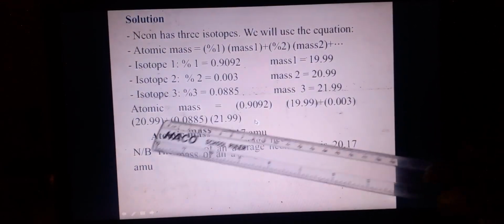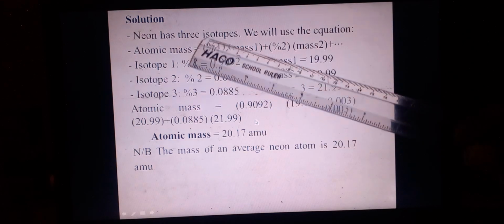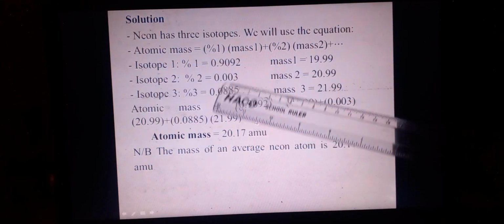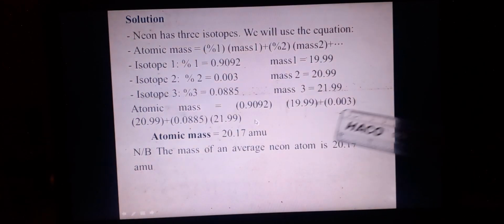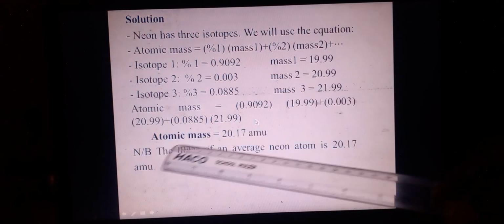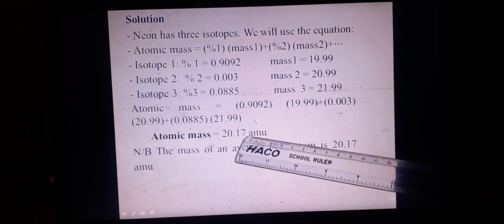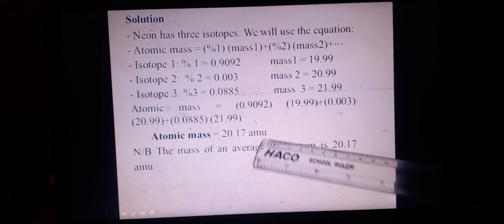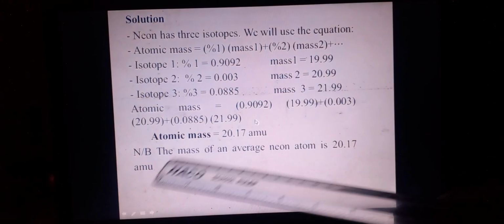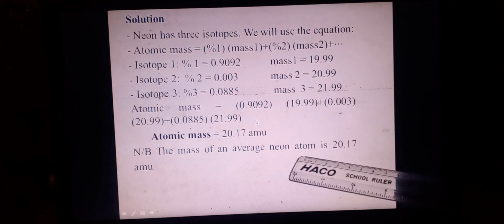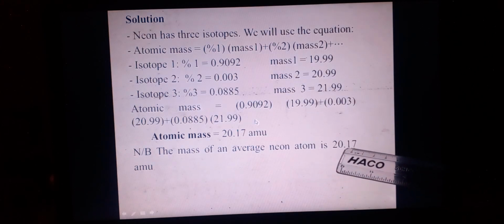So that's why there is no need to divide by 100, because we have converted the percentages into decimals. Once you multiply, you get the sum, which gives us the relative atomic mass, which is 20.17 atomic mass units. So that means the mass of an average neon atom is 20.17 atomic mass units. You can have a look at it.